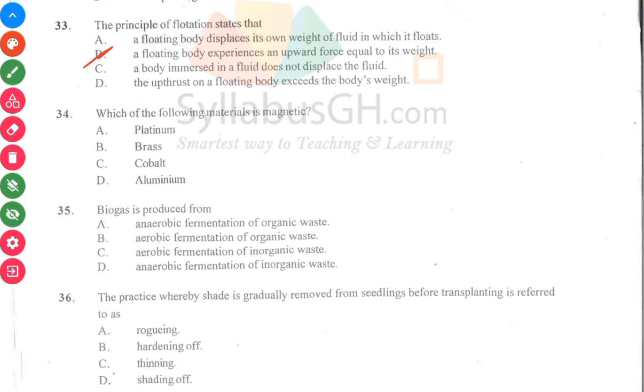Question 34. Which of the following materials is magnetic? We have platinum, brass, cobalt, and aluminium. The answer is C. Cobalt.